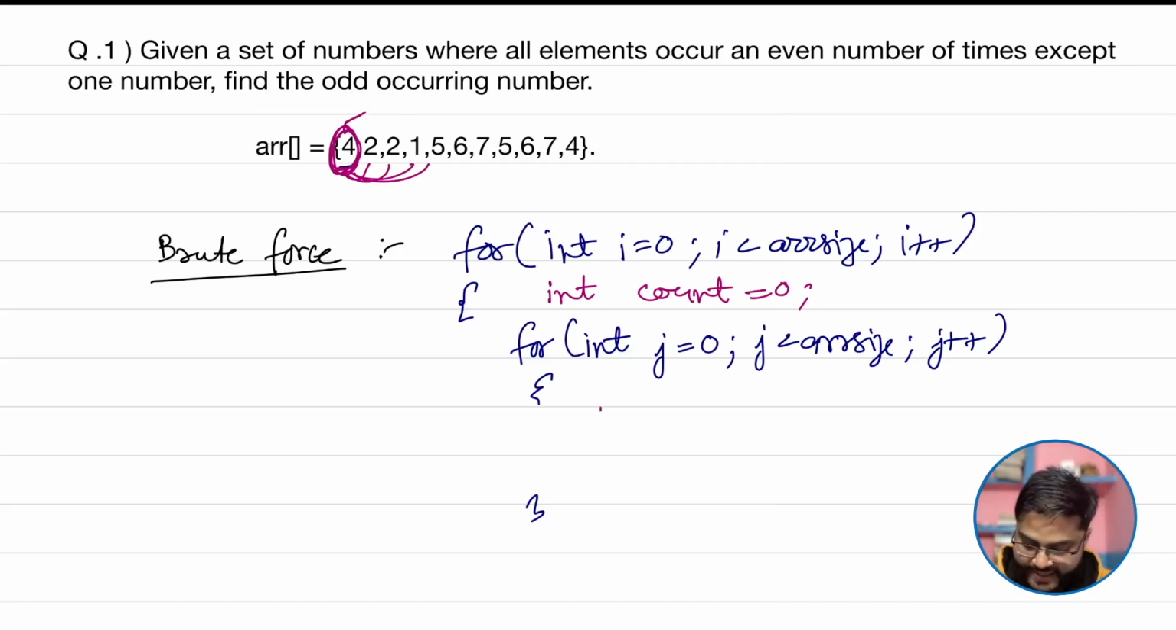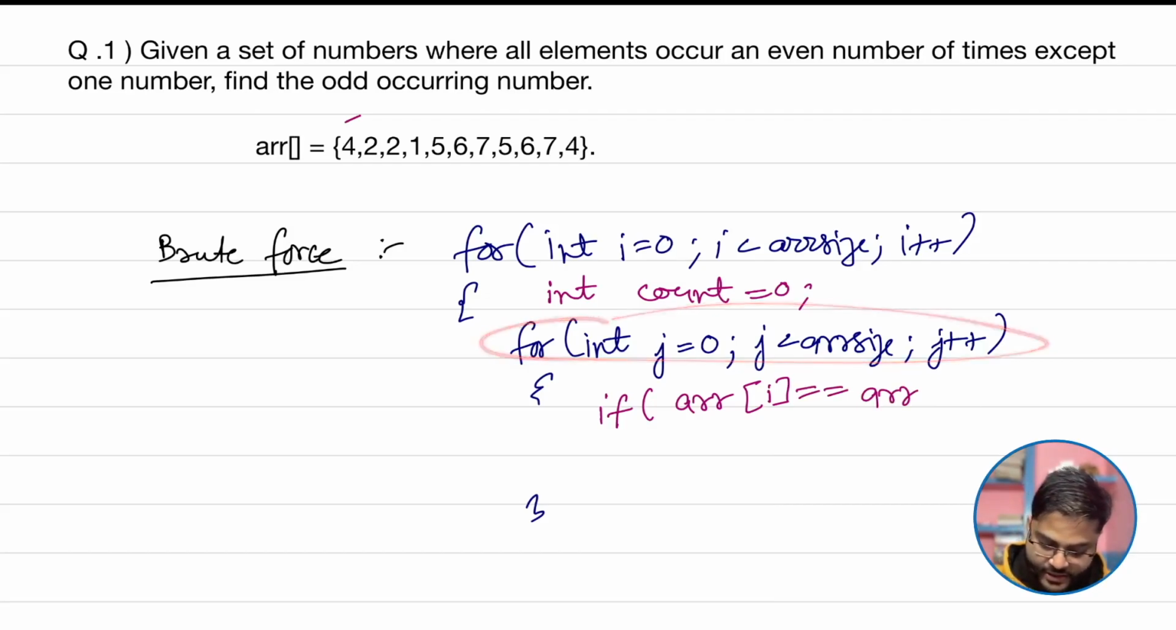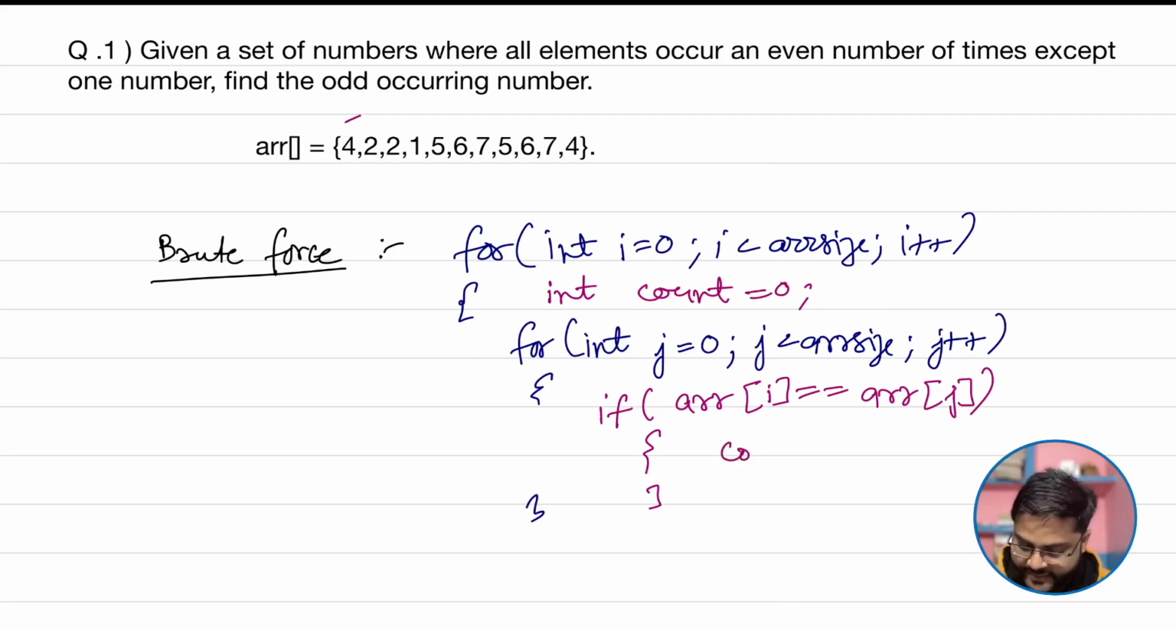Okay, so how can I compare? I can compare this current element with the traversed element. So my current element will be array of i, and I'll compare it with the traversed element. So we are traversing here, so array of j. If it is equal, what will I do? I will increment my count. Correct.